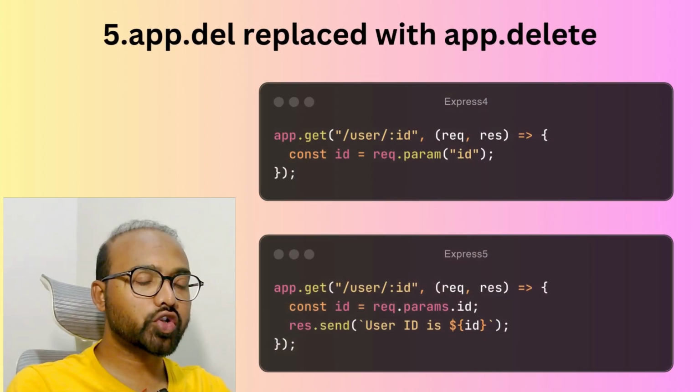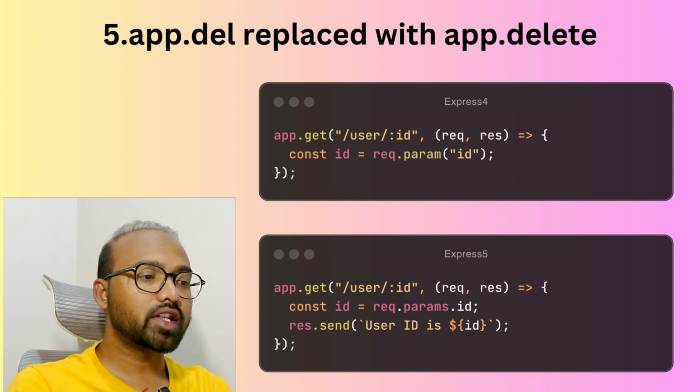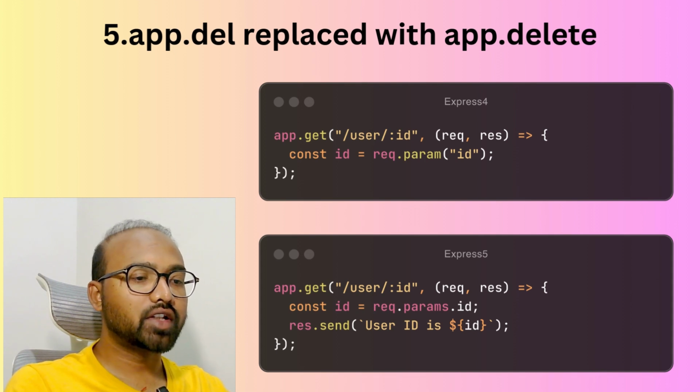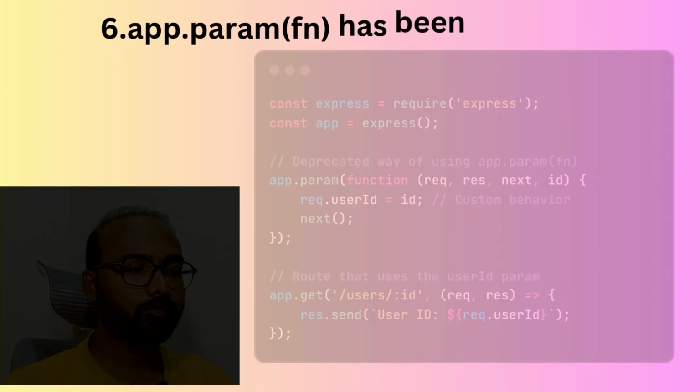In previous versions of Express, app.del was used to define routes that respond to HTTP delete requests. In Express 5, it has been replaced with app.delete to define routes for delete requests. This makes code more clear as delete is more readable than del.